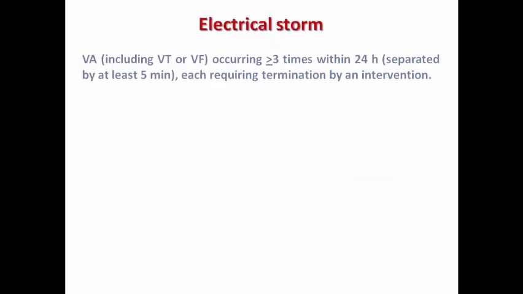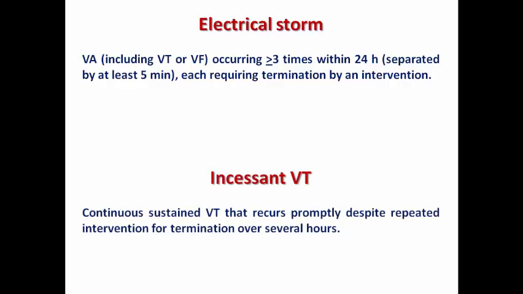The second part of our video today is how to manage electrical storm, which is a ventricular arrhythmia, either VT or VF, occurring 3 or more times within 24 hours, separated by at least 5 minutes, each requiring termination by an intervention. Incessant VT is continuous sustained VT that recurs promptly despite repeated intervention for termination over several hours. We mean by termination either pharmacotherapy or DC cardioversion.